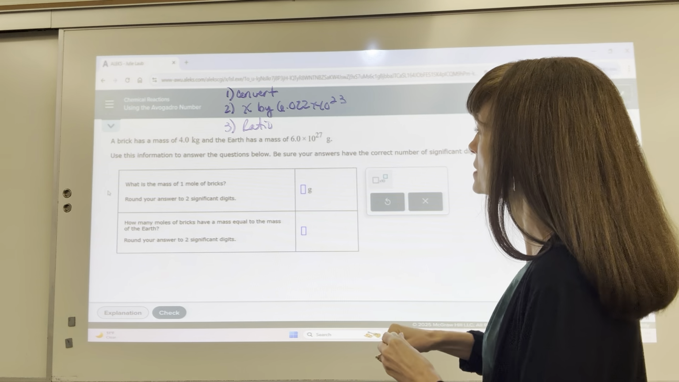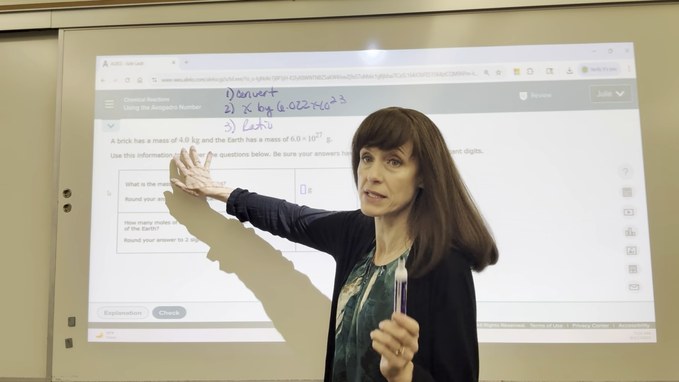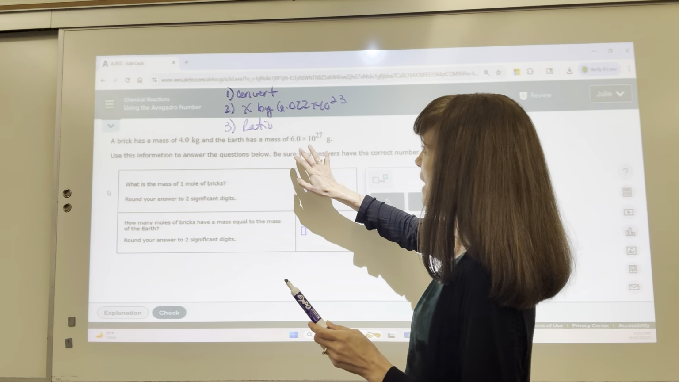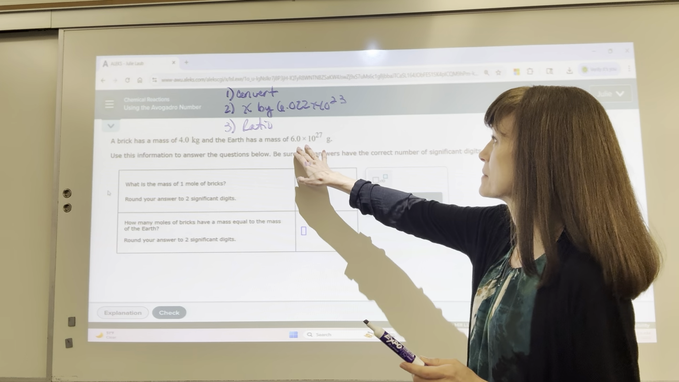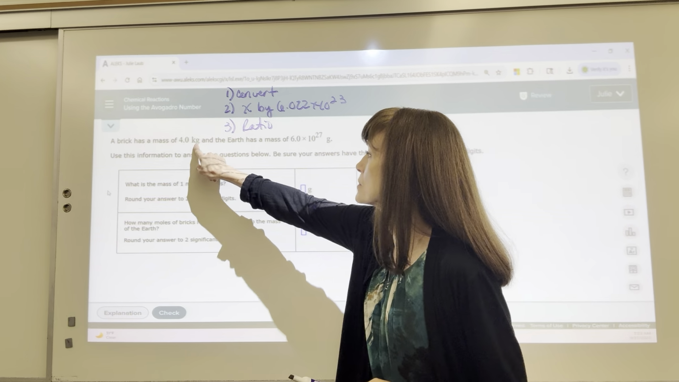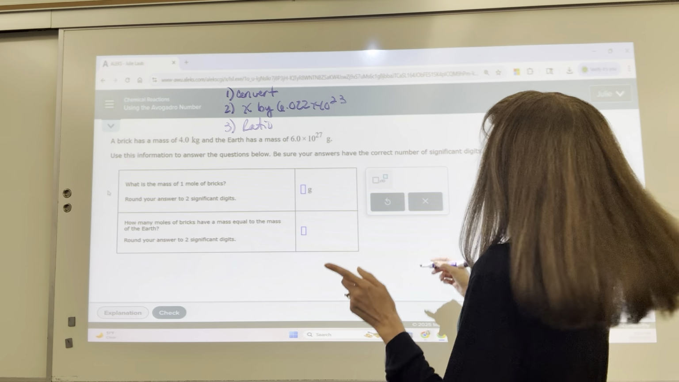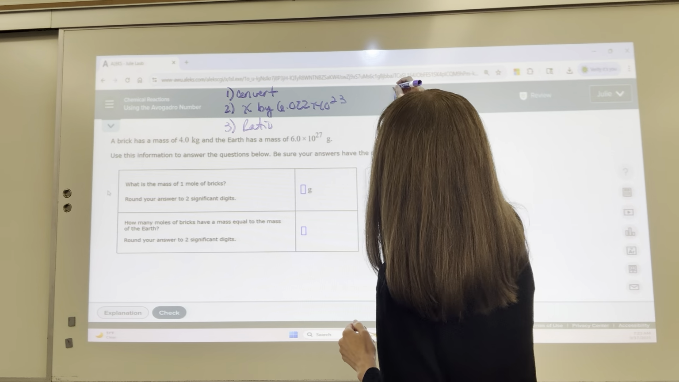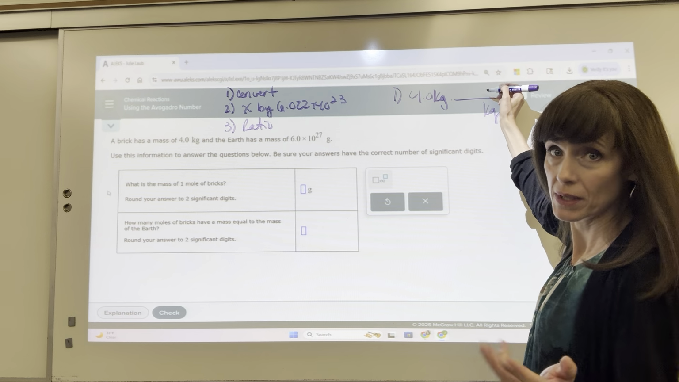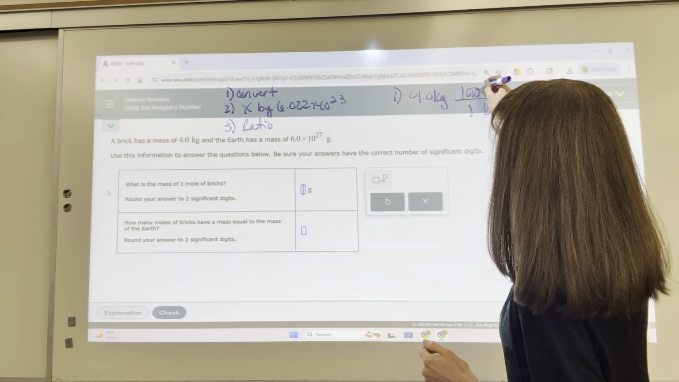I look at my units. We are given kilograms for the mass of a brick. The mass of 1 brick is 4 kilograms, and the mass of earth is 6 times 10 to the 27 grams. So I'm going to convert kilograms to grams because I can see that I want my answer in grams. Okay, so step 1, I'm going to do this right here. We're going to take 4.0 kilograms, get rid of the kilograms, put that in the denominator. I want grams, goes in the numerator. 1 kilogram has 1,000 grams.